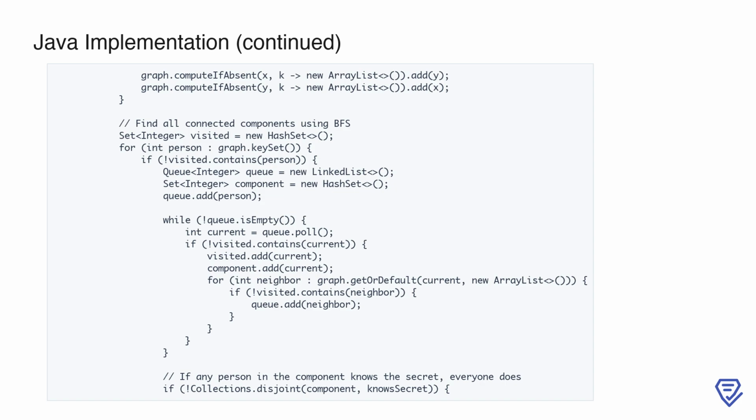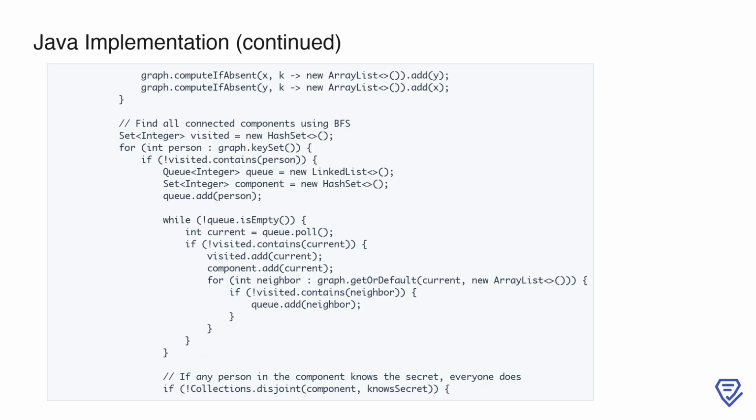For each group, we create a temporary graph to represent the connections between people meeting at that specific time. Each meeting is represented as an edge in the graph, connecting two people. Using a hash map, we build this graph by adding each person as a key and their meeting partners as values in a list. With the graph constructed, we proceed to identify connected components using a breadth-first search, or BFS.